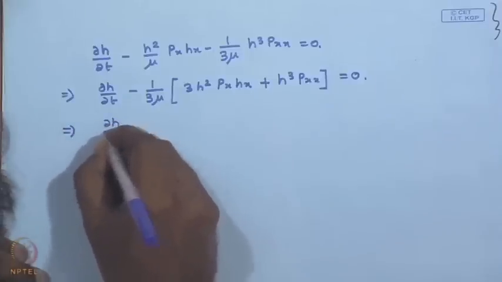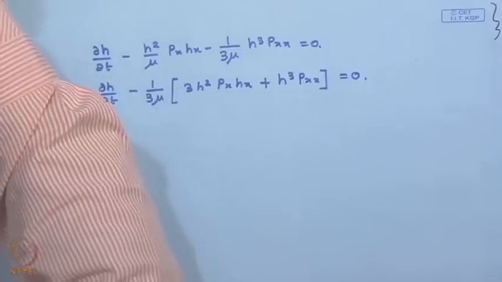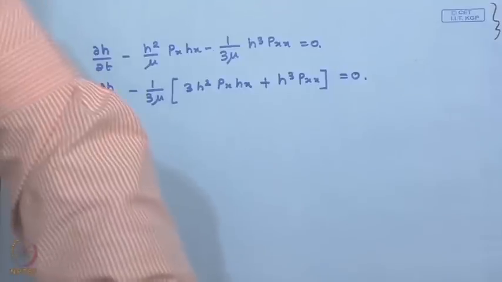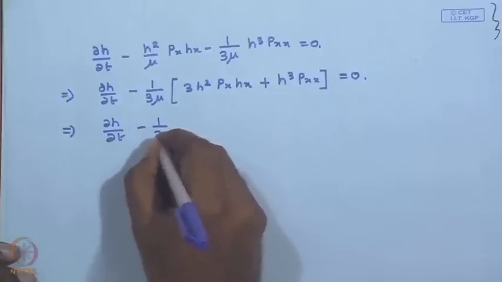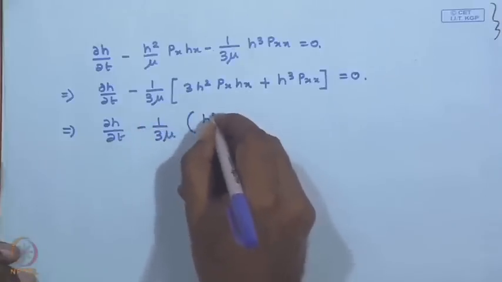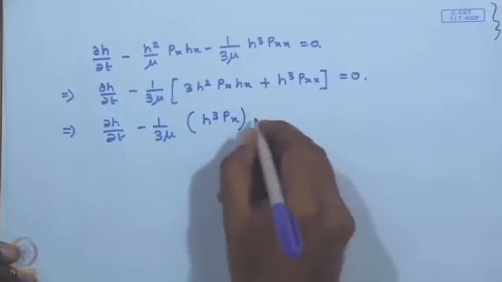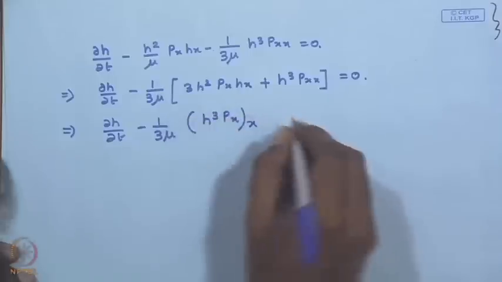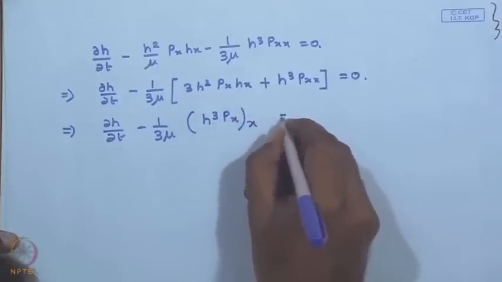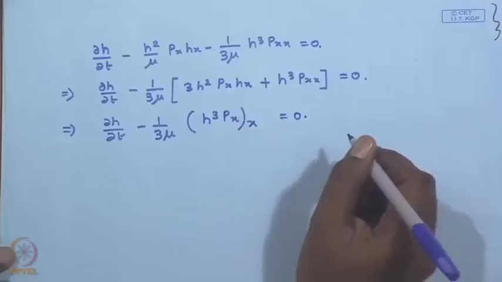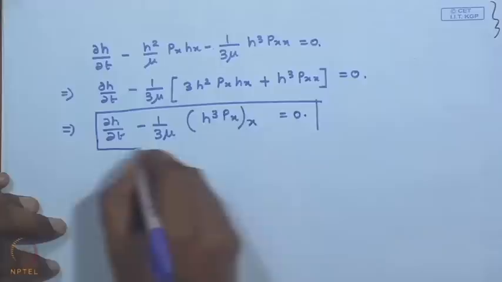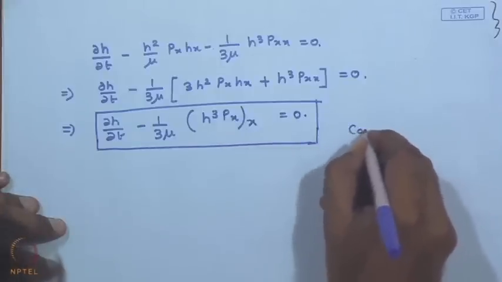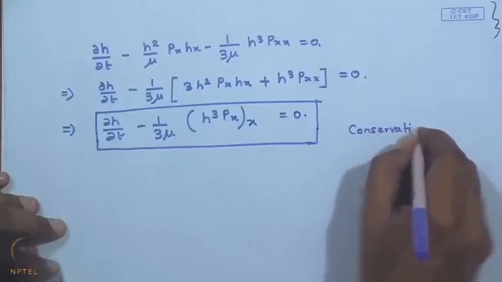Okay. And so, if you combine this now, you find that this can be very nicely and compactly written as ∂H/∂t minus ∂/∂x of (1/3μ H³ Px) is equal to 0. So, this is the final equation in the conservative form.